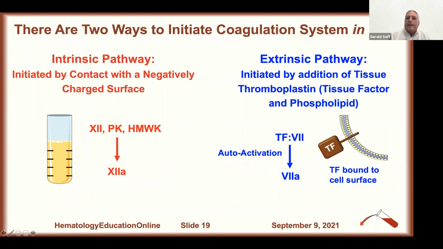The extrinsic pathway gets initiated by addition of tissue factor, a protein enmeshed in phospholipid. So the terminology intrinsic pathway comes from the fact that if you add plasma to glass, it will clot intrinsic to the blood. Nothing is required to be added for this activation to occur. The extrinsic pathway gets its name because you have to add something extrinsic to the sample, which is a mixture of tissue factor and phospholipid. And this is the beginning of the prothrombin time.